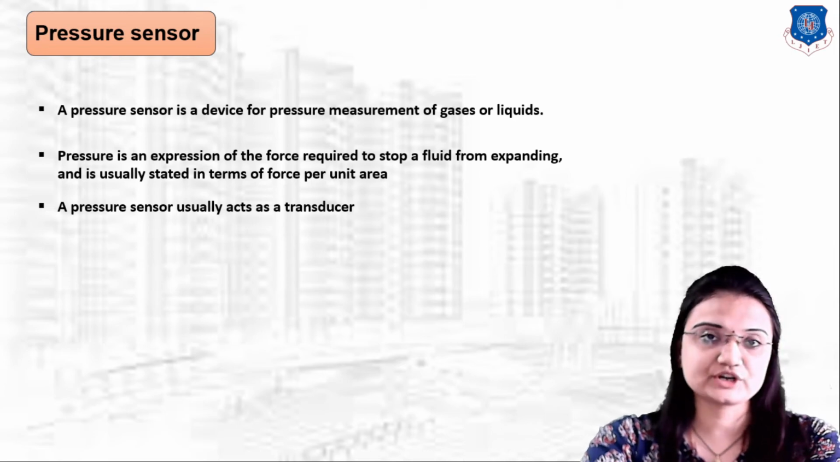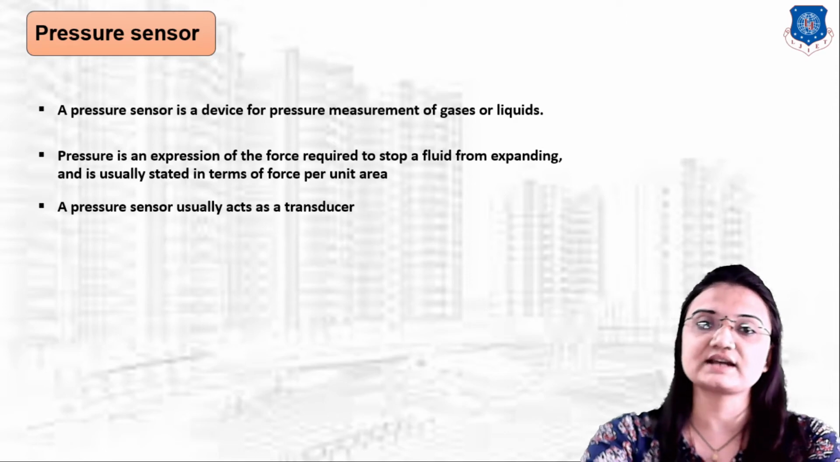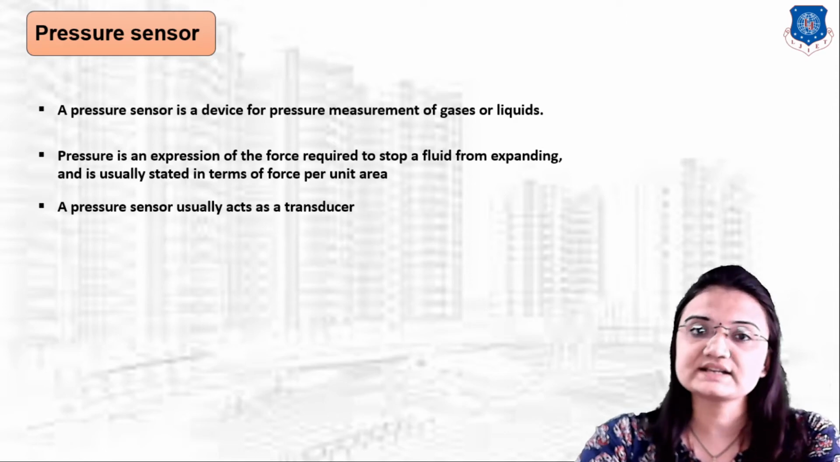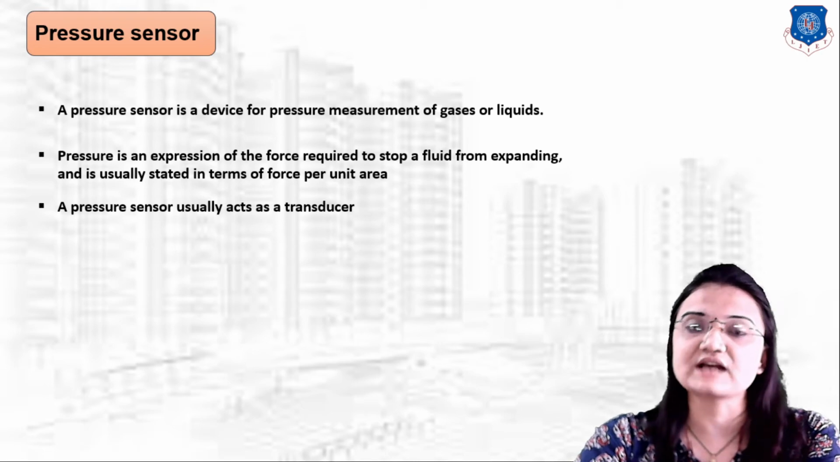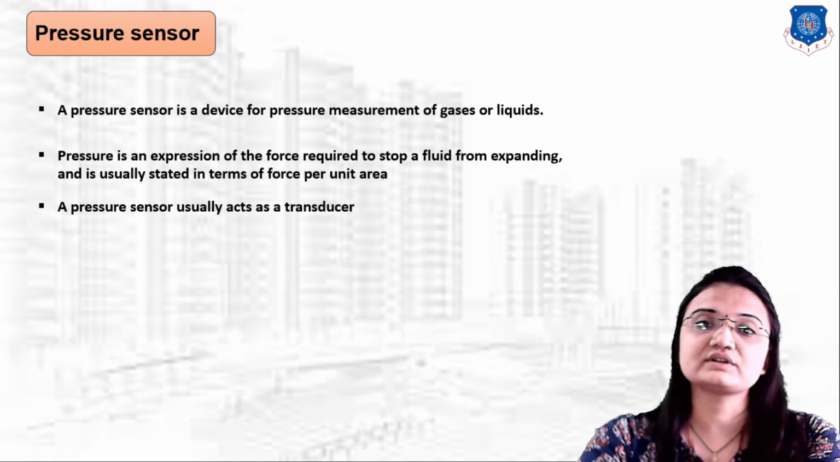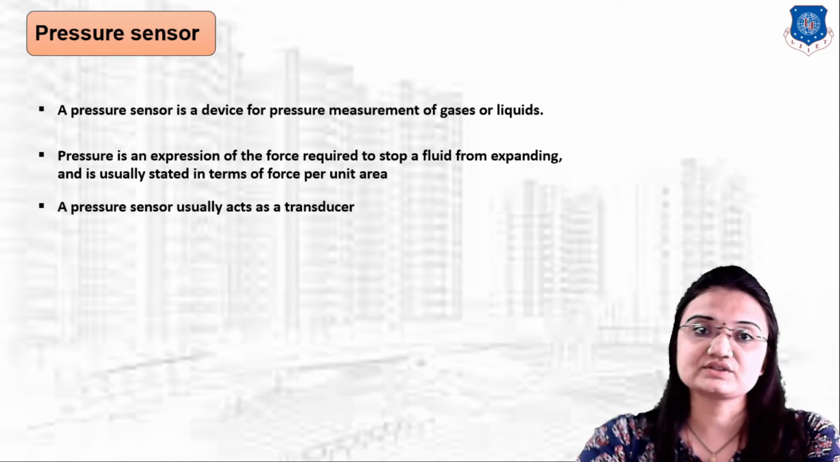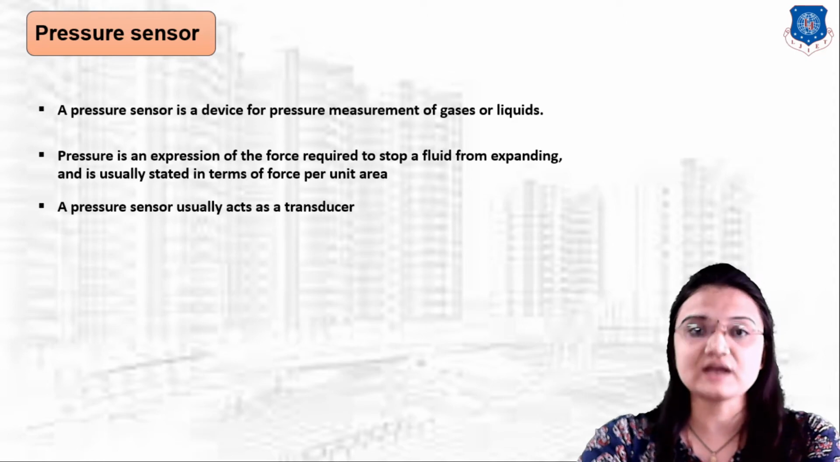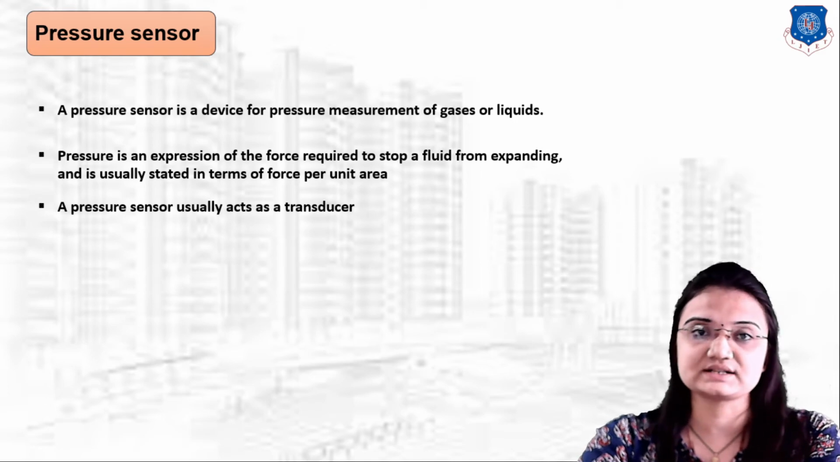Sometimes a pressure sensor acts as a transducer also. How can we say that? Sometimes the output of the sensor is in analog form, and we have to convert this output into a readable form. At that time we have to use signal conditioning to convert the output into another form. So we can say that a pressure sensor, which sometimes gives output as an analog signal, acts as a transducer also.